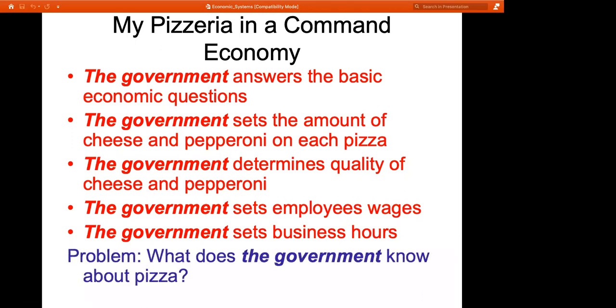But the problem here is, how does the government know? What does the government know about pizza? The key thing is there are n number of things to be taken care of in an economy. Government cannot address all of these things. So there is an inherent tendency of inefficiency, and there is a problem of corruption and black market in a command economy.